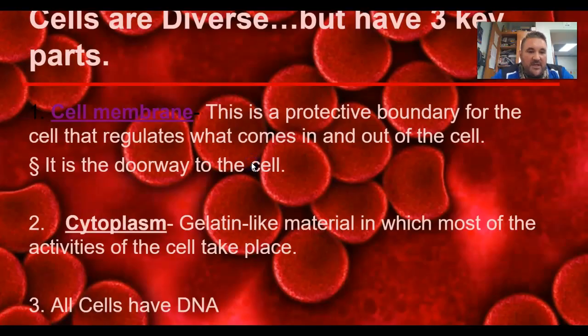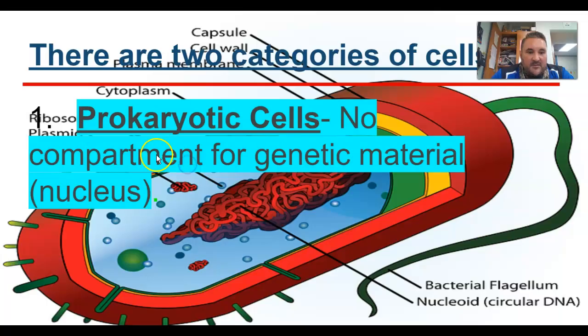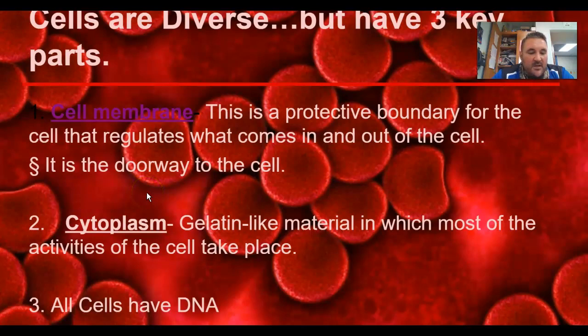There are several key parts to the cell. We're going to start with the cell membrane. Every cell has a cell membrane. The cell membrane is a protective boundary of the cell. Sometimes you'll see it called plasmalemma or plasma membrane, but the membrane lets stuff in and out. I like to refer to it as the doorway to the cell.